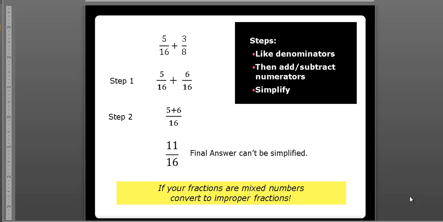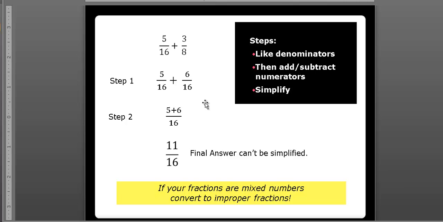Okay, that video was on adding fractions with like denominators. What happens if you don't have like denominators? Well, you need to get like denominators. So let's say we have 5/16 plus 3/8. Our first step is to do what we need to do to get like denominators. So I'm going to take this 3/8 and multiply it by 2/2 so that it becomes 6/16.